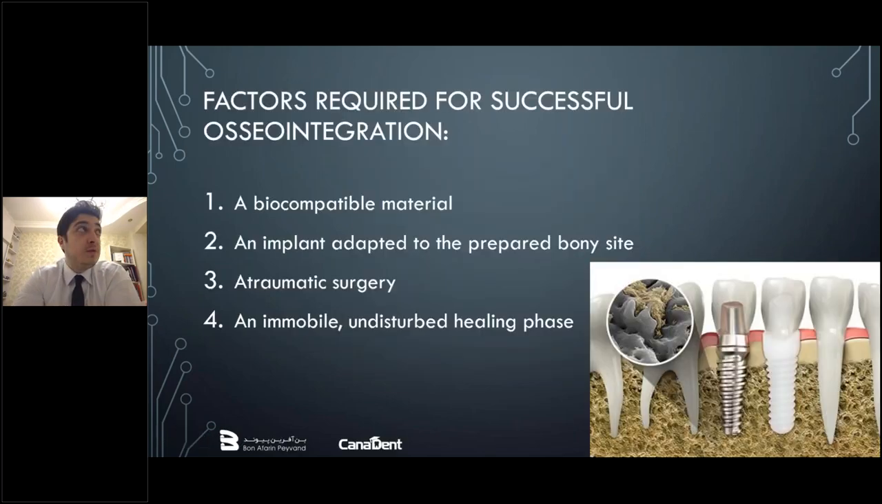Factors required for successful osseointegration are, first, a biocompatible material. The second one, the implant must be adapted to the prepared bony site with the surgical protocol. The third one, we must do the surgery in a very atraumatic way. And last, an immobile and undisturbed healing phase for the best osseointegration to occur.